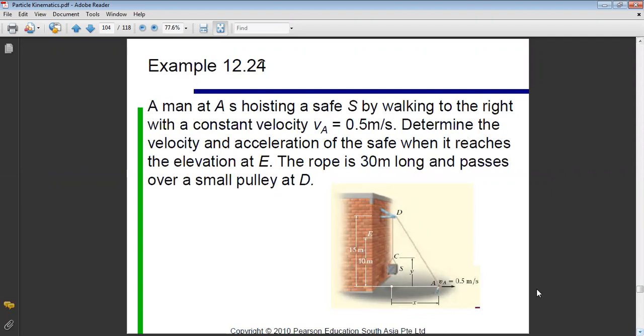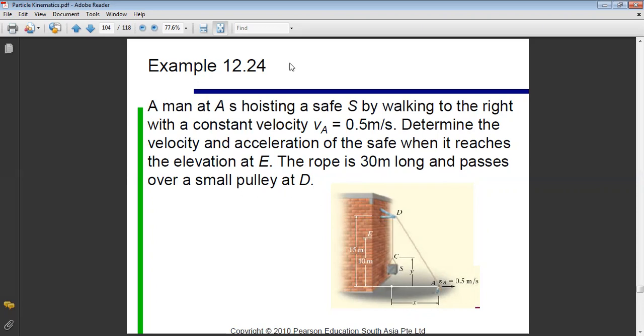Okay. This is another problem. I will do it because it's a little bit complex here. So a man A is holding a safe S by walking to the right with a constant velocity VA equals to 0.5 meters per second. Determine the velocity and acceleration of the safe when it reaches the elevation at E. The rope is 30 meters long and passes over a small pulley at D.